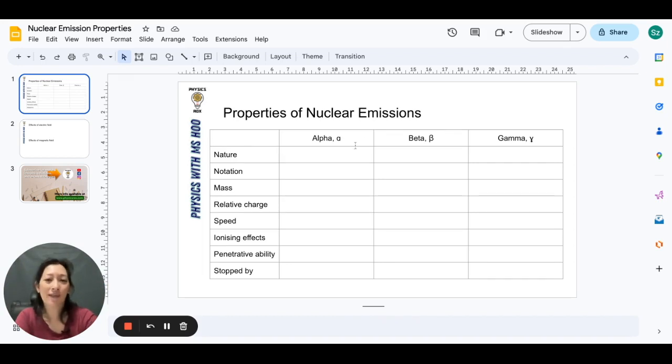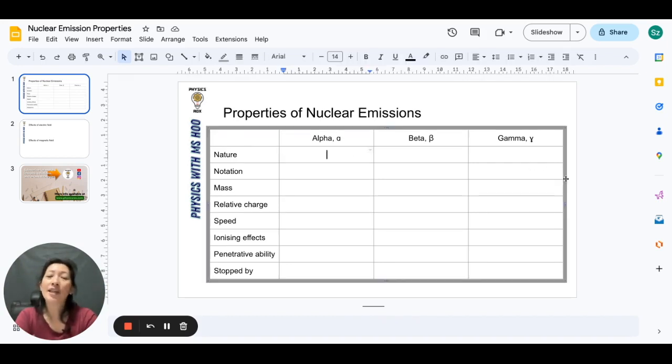Okay, so let's start with nature. Now, the nature in this case refers to what are alpha, beta, and gamma? What are they, or what are they similar to? So alpha is basically a helium nucleus. Make sure you say nucleus. It's not a helium atom, it's not helium. It's specifically the helium nucleus lookalike. Beta is an electron. You don't have to write the word high speed. Beta is actually identical to an electron. While gamma is an electromagnetic wave.